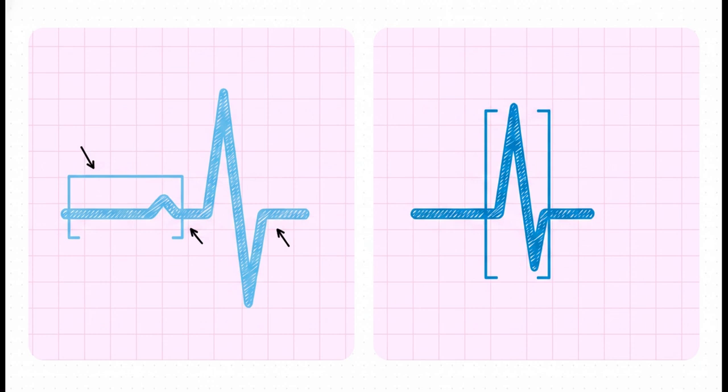Then, we compare that to Step 5, the QRS complex. This one should be about 3 tiny boxes, or basically 0.12 seconds. Notice the difference there? The PR interval can be up to 5 boxes long, but the QRS must be much narrower at around 3 boxes.